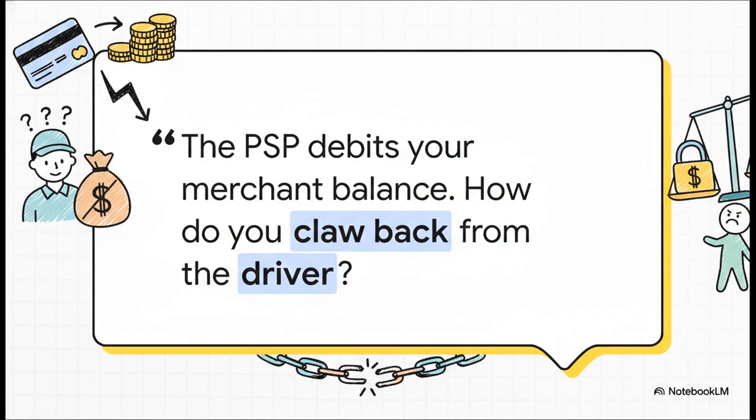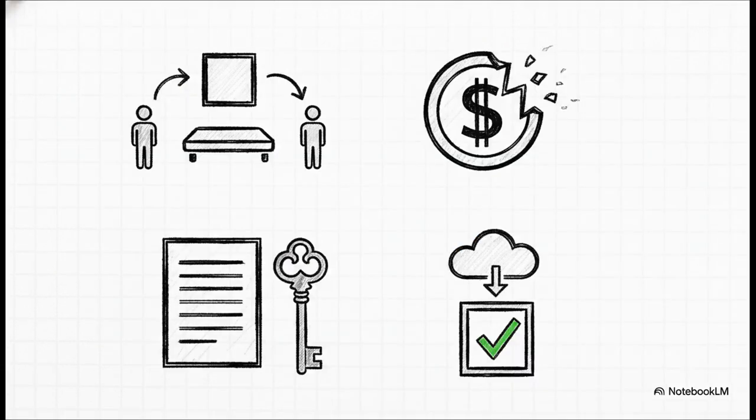And this, right here, is the absolute heart of the problem. When a chargeback happens, your payment provider doesn't go chasing after the driver. Nope, they come straight to you. They pull the full amount directly from your platform's balance. So now you're out of pocket, and you've got to figure out how to claw that money back from a driver you've probably already paid.